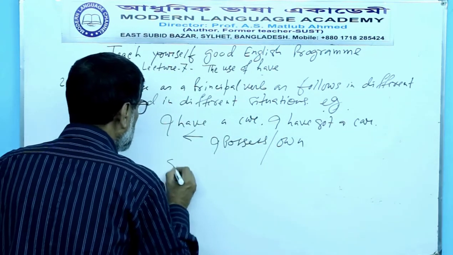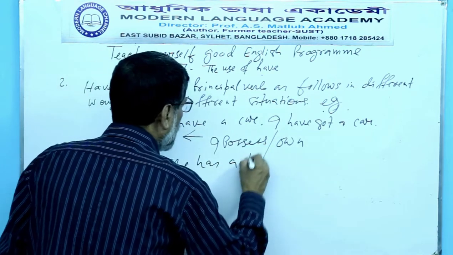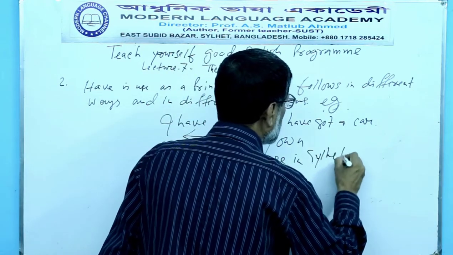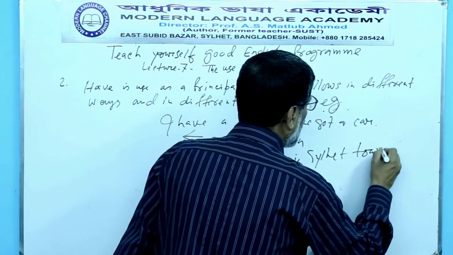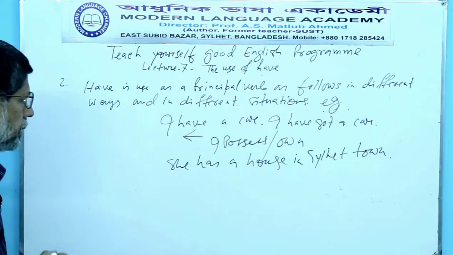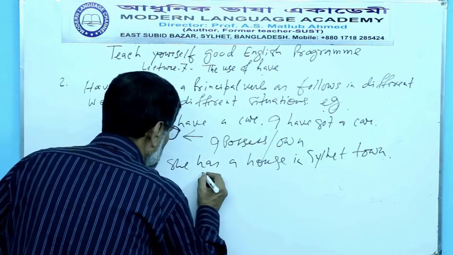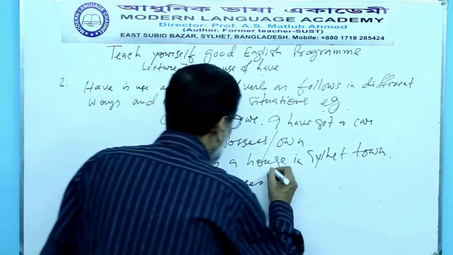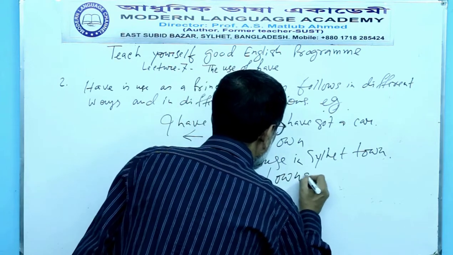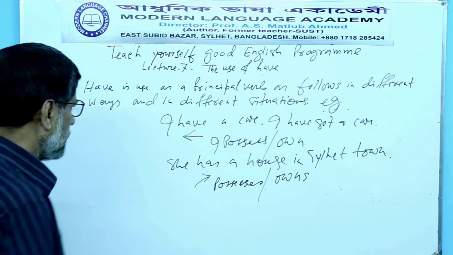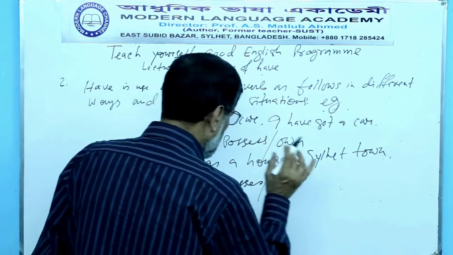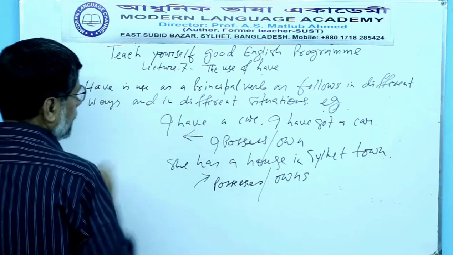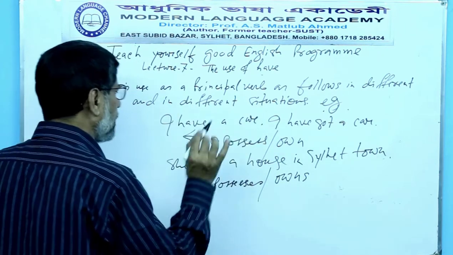Right? She has a house in Sylhet town. Sylhet shohore tar ekta bari ache. She has a house in Sylhet town. This means she possesses, P-O-S-S-E-S-S-E-S, possesses. Or she owns. She possesses a house, tini ekti barir malik, or she owns, tini ekti barir odhikari, in Sylhet town, Sylhet shohore. So this have is actually principal verb. In this principal verb, have as a principal verb is used in different ways and different situations.